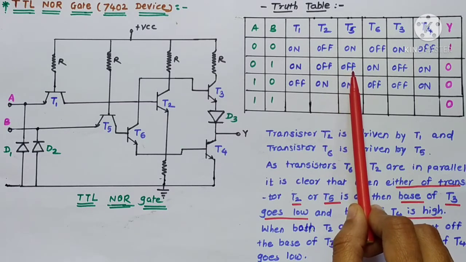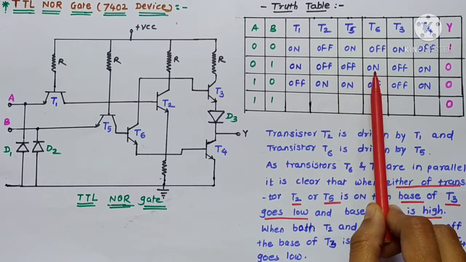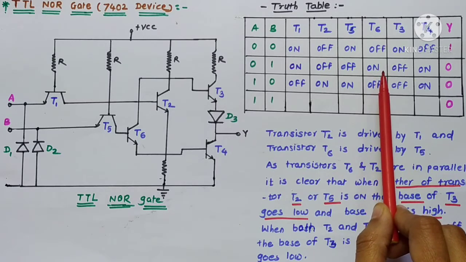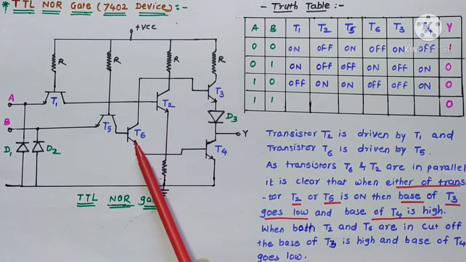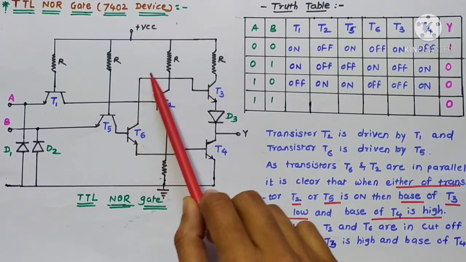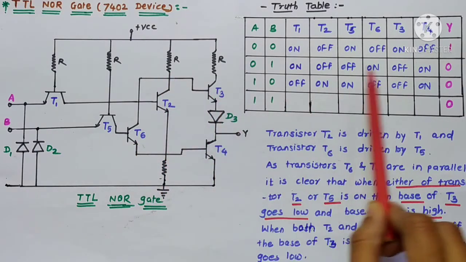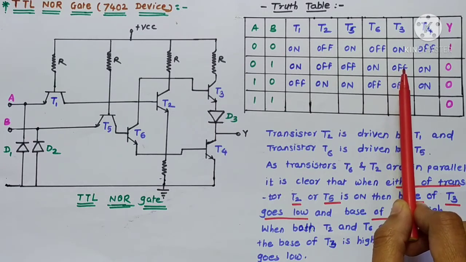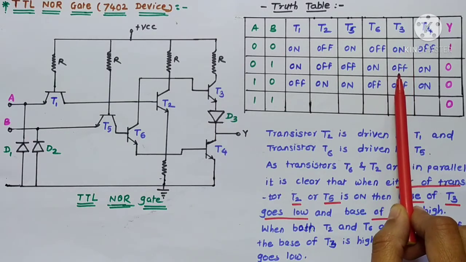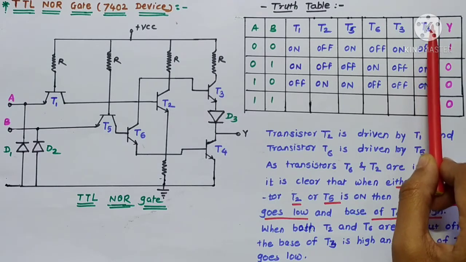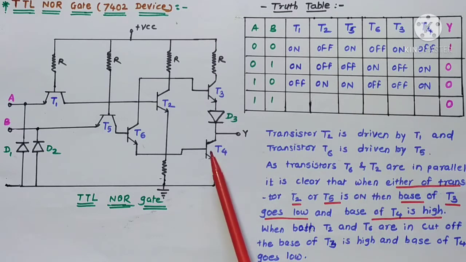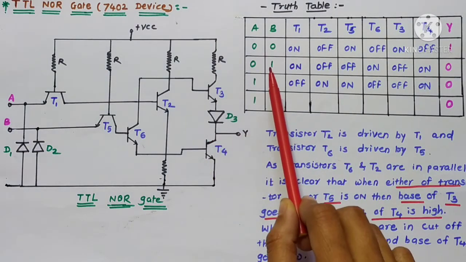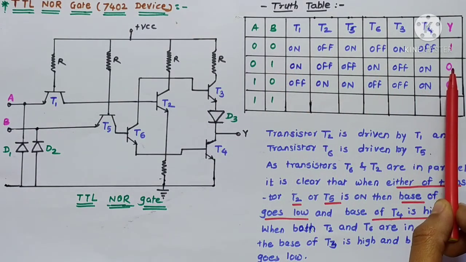As T5 is in off state, it will make T6 on, and due to all these conditions, as the transistor T6 is on, its collector goes low, and transistor T3 is in off state. As transistor T3 is off, the transistor T4 is on, and as transistor T4 is on, its collector is low, thus we'll get for second case Y is equal to 0.